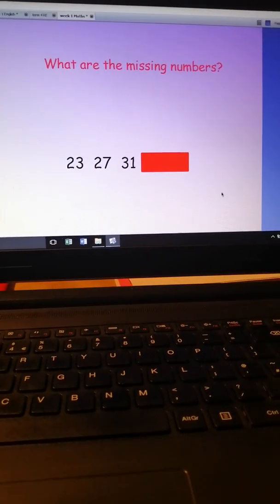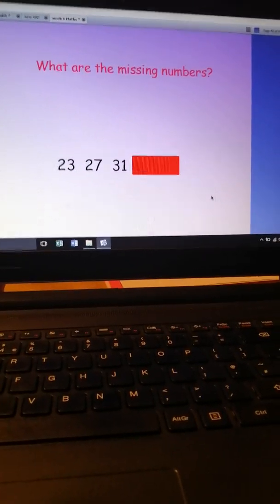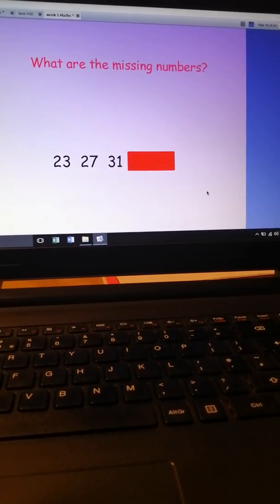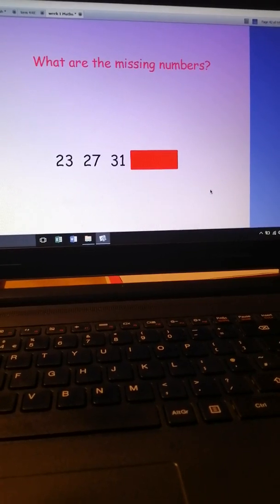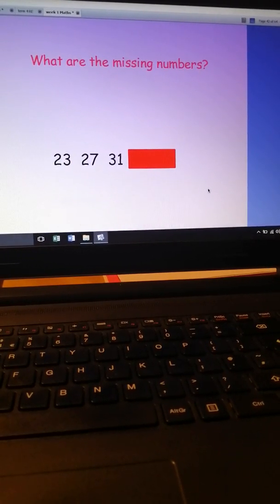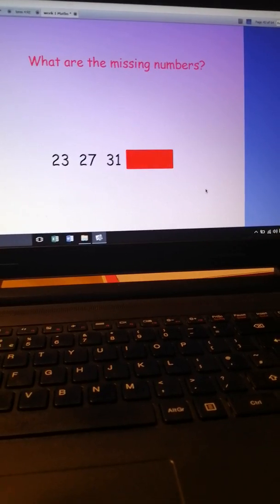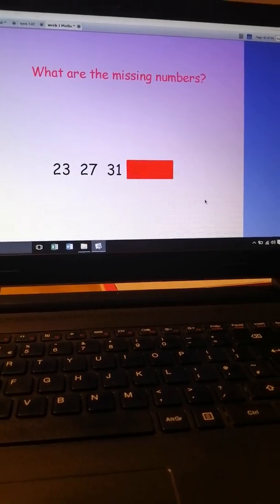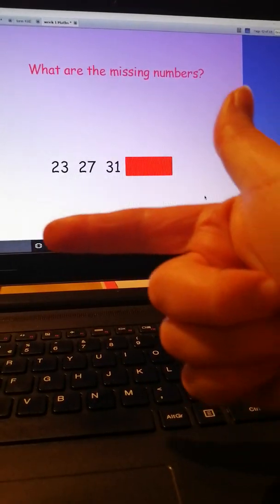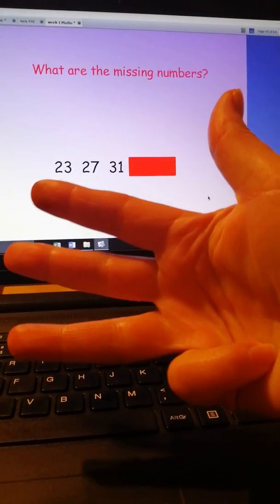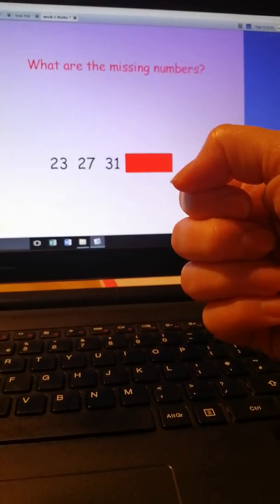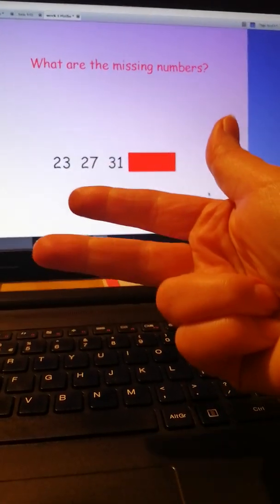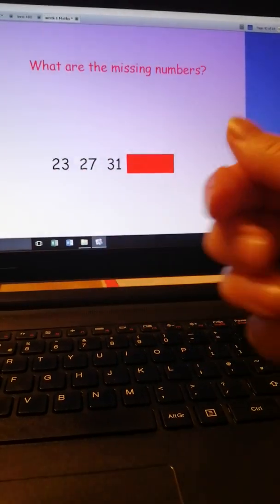Okay, no help this time. Are these numbers increasing or decreasing? Now have a look at the difference between each number. What are you adding to each number to get the next one? So if I start with 23, 24, 25, 26, 27. Now to get to 31, 28, 29, 30, 31.